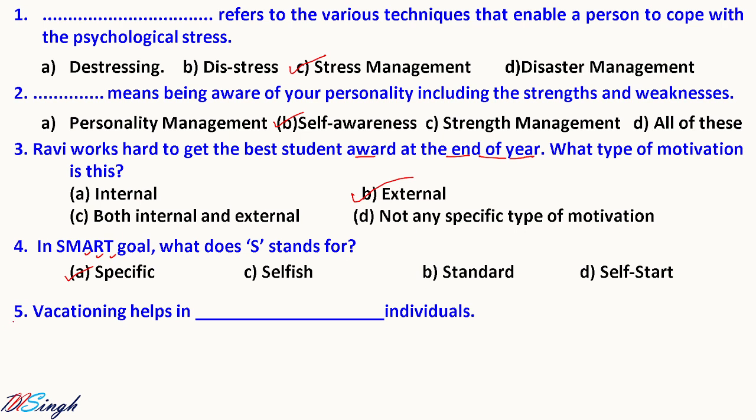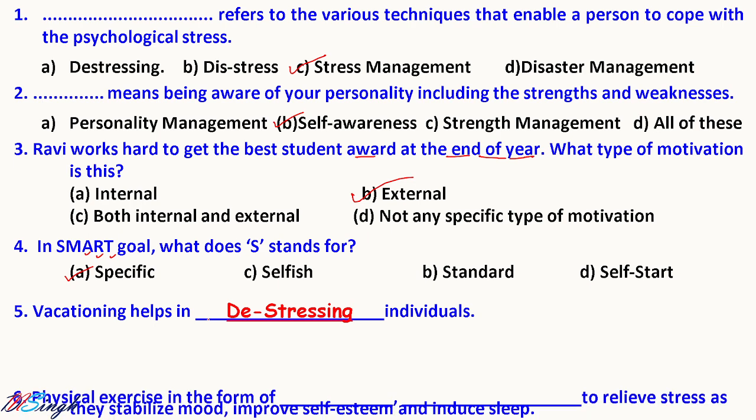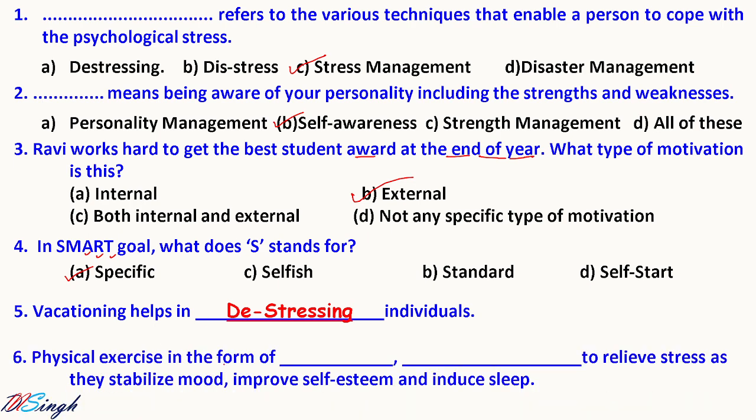This is a fill in the blank type question. Vacationing helps in de-stressing an individual. So the correct answer for this question will be de-stressing. Physical exercises in the form of, you have to fill in the blank, to relieve stress as they stabilize your mood, improve self-esteem, and induce sleep. So there are two exercises that are going to help in this. First one is walking and next one is skipping. Okay, rope skipping. So these two exercises, if you do, it is going to stabilize your mood, you feel good. Okay, it is going to improve your self-esteem, and also you will get a better sleep.